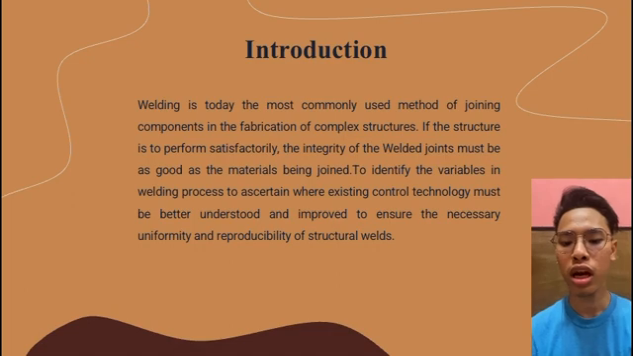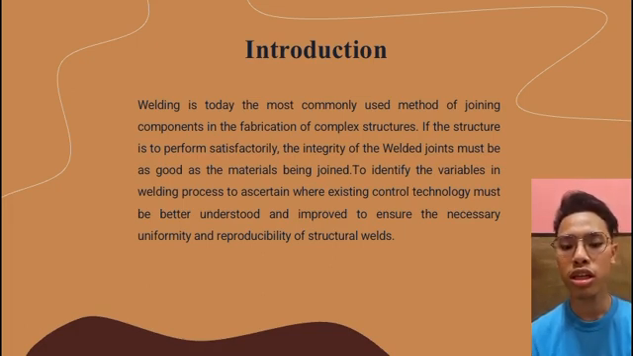Welding today is the most commonly used method of joining components in the fabrication of complex structures in industry. For the structure to perform satisfactorily, the integrity of the welded joint must be as good as the material being joined. To identify the variables in the welding process, to ascertain where existing control technology must be better understood and improved, to ensure the necessary uniformity and reproducibility of structural welds.